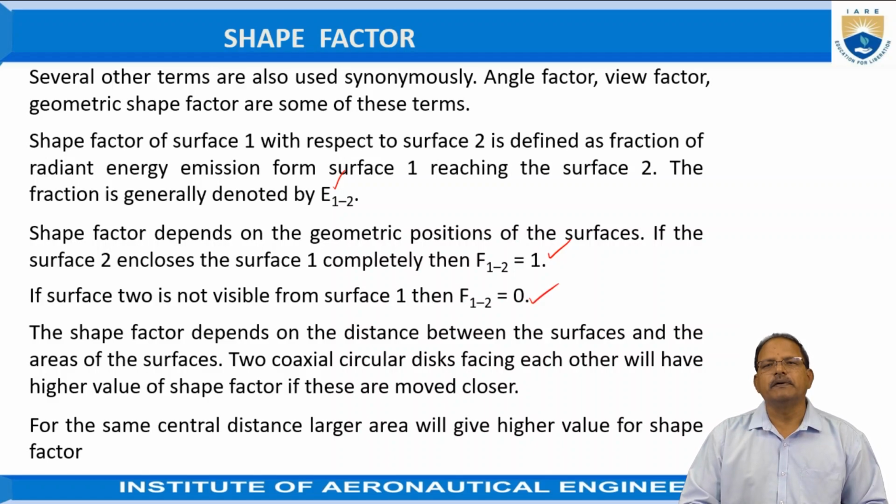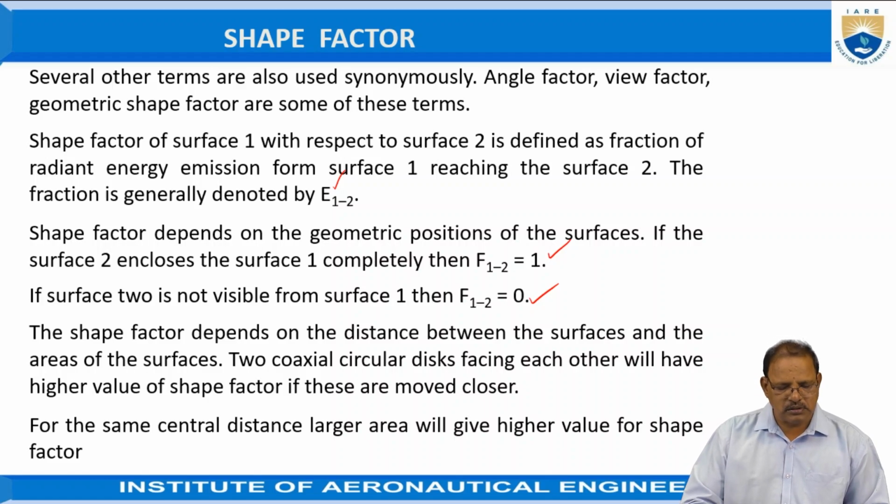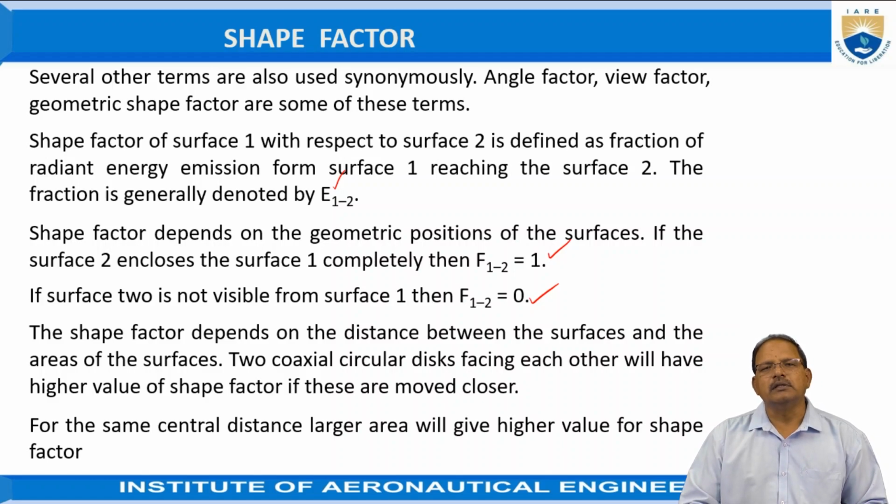The shape factor depends upon the distance between the two surfaces and the area of the surfaces. Two coaxial circular discs facing each other will have a higher value of shape factor if the distance between them is smaller. For the same central distance, a larger area will have a higher shape factor value. That means more energy is absorbed by the second body from the first.